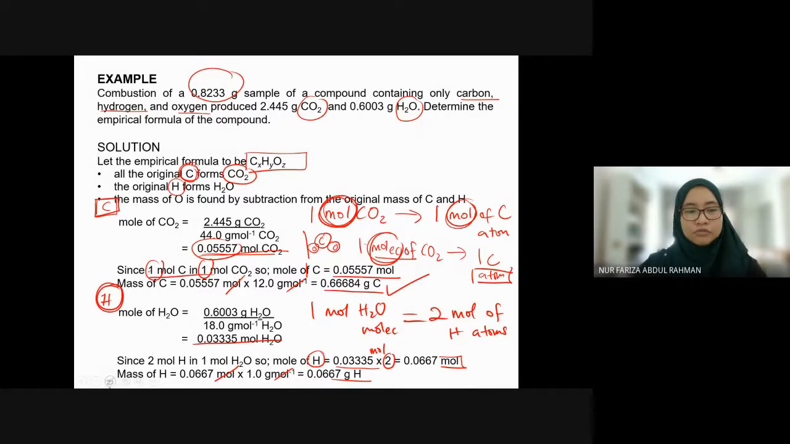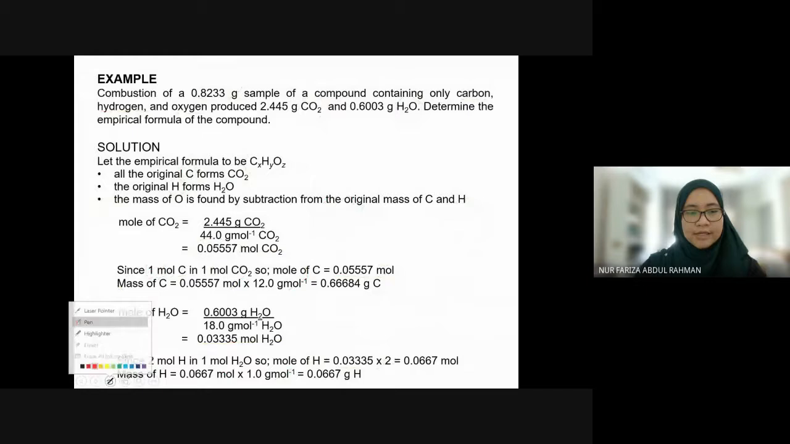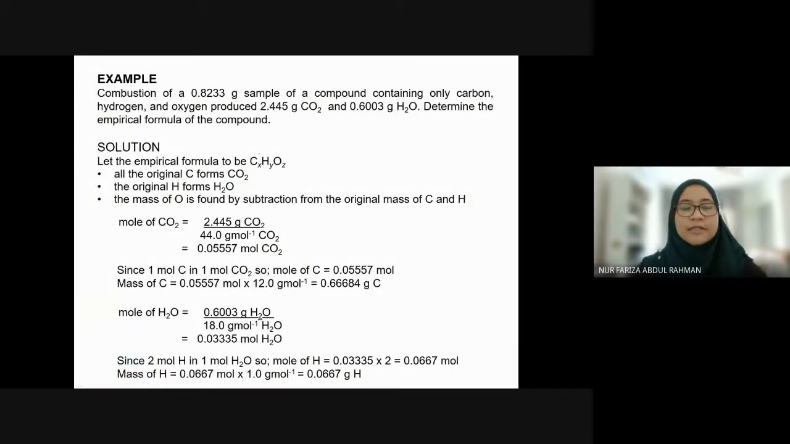So very quickly, let me show you how to use dimensional analysis for this problem. Let's use another color, green. Same again, the mission is to find carbon first. Let's start with carbon. What we have been given is the mass of carbon dioxide. So let's start with the mass of carbon dioxide, 2.445 gram carbon dioxide. This is given to us.